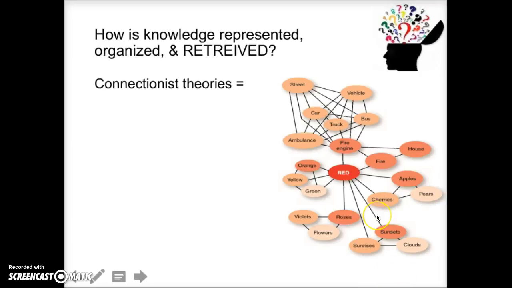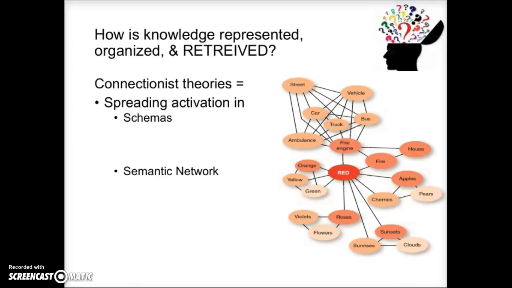In a previous video, we talked about how knowledge is represented and organized in semantic networks, or networks of connection between pieces of information. And connectionist theories are going to look at how these networks influence our retrieval. Connectionist theories say that we retrieve memories by spreading activation in schemas that are organized in semantic networks.